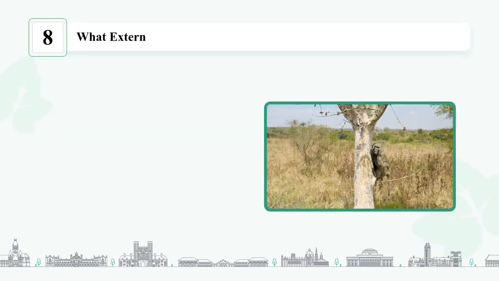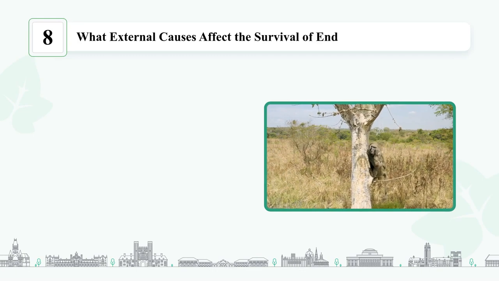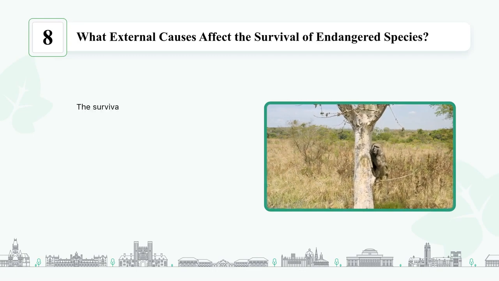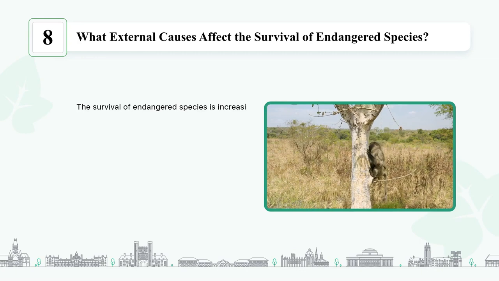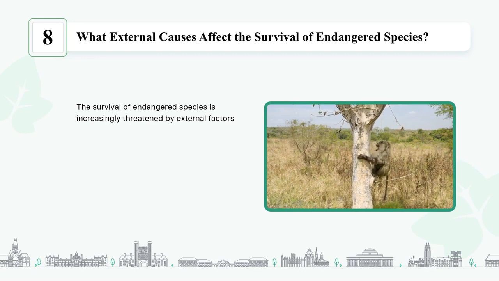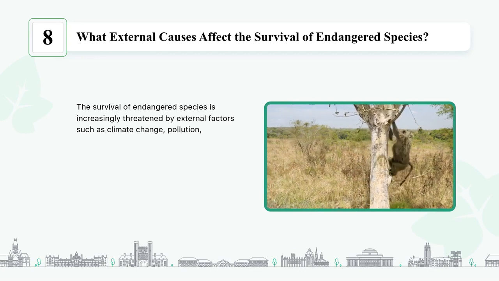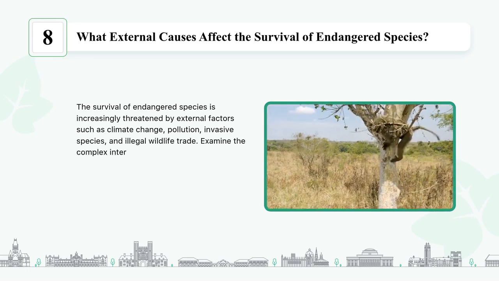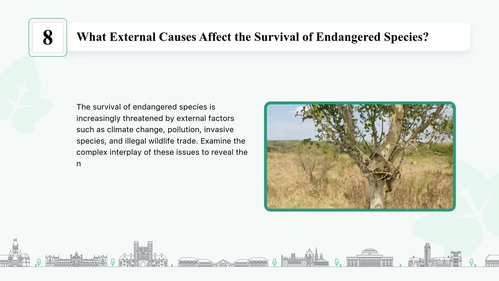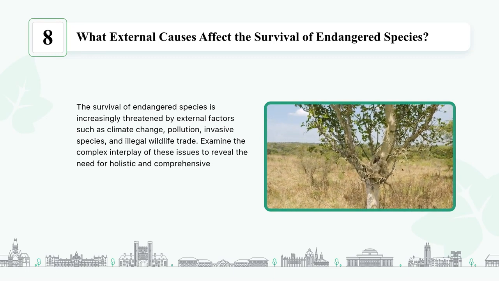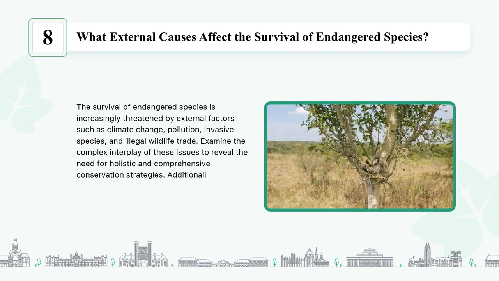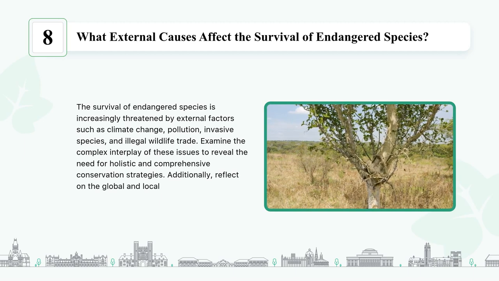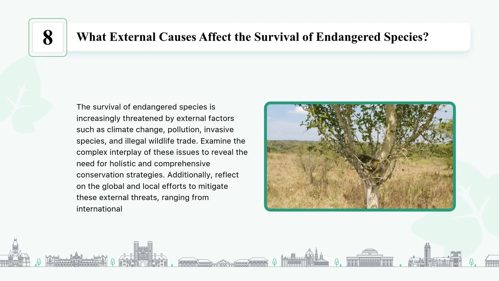What external causes affect the survival of endangered species? The survival of endangered species is increasingly threatened by external factors such as climate change, pollution, invasive species, and illegal wildlife trade. Examine the complex interplay of these issues to reveal the need for holistic and comprehensive conservation strategies. Additionally, reflect on the global and local efforts to mitigate these external threats, ranging from international treaties to community-based conservation initiatives.